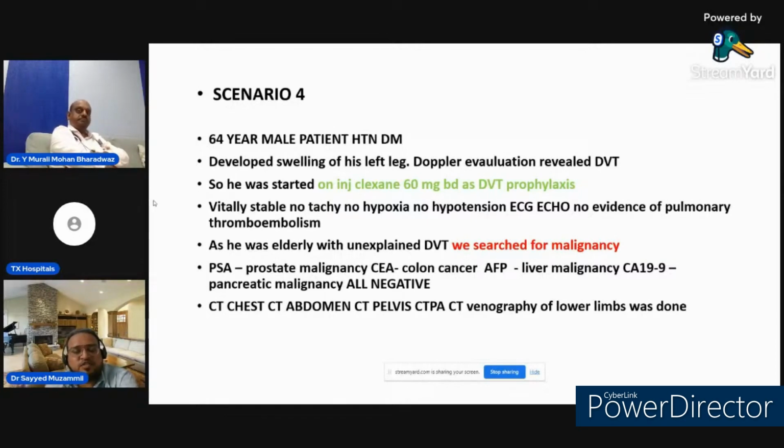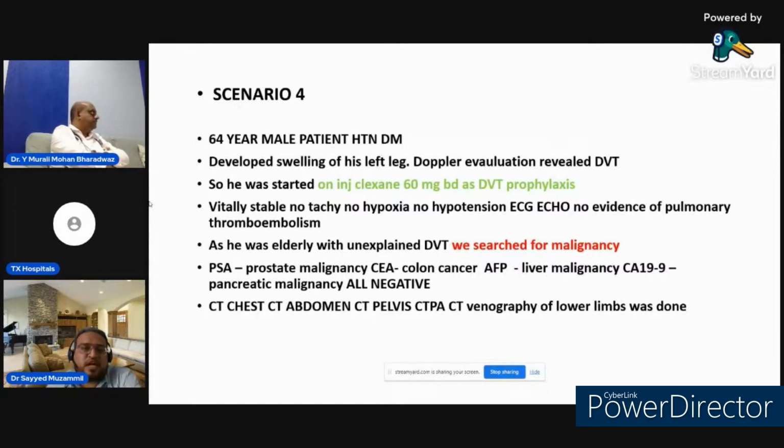So as I have said previously, we searched for malignancy. We sent tumor markers: PSA for prostate malignancy, that was negative; carcinoembryonic antigen for colon cancer, negative; alpha fetoprotein for liver malignancy, negative; CA19-9 for pancreatic, all negative. So we did CT chest, CT abdomen, CT pelvis, CT pulmonary angiogram, and CT venography of the lower limb to search what is happening exactly. Are we missing any tumor anywhere, and how are the veins of the lower limbs?